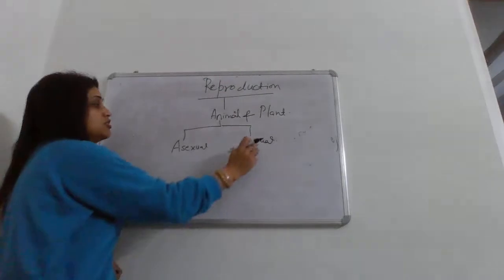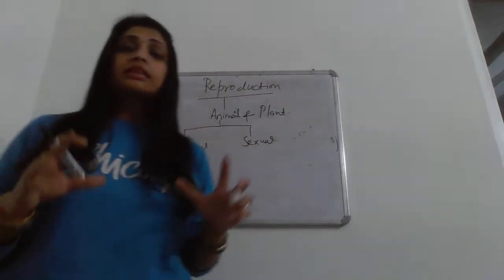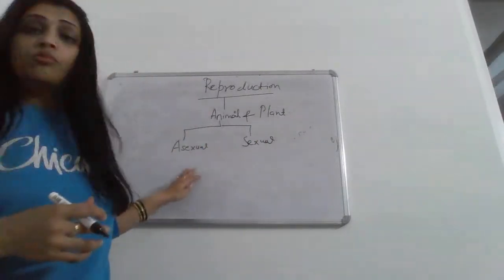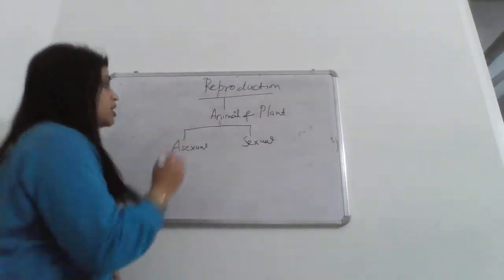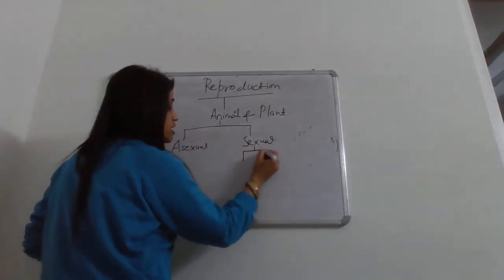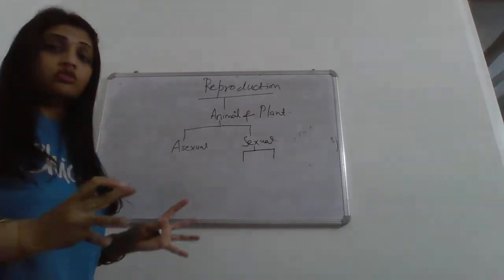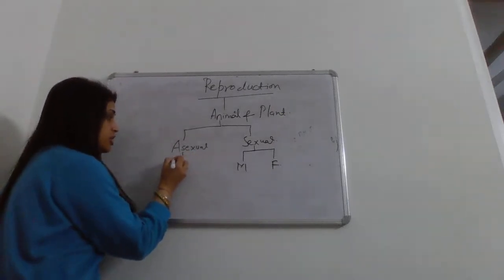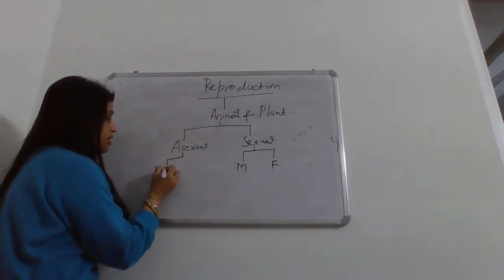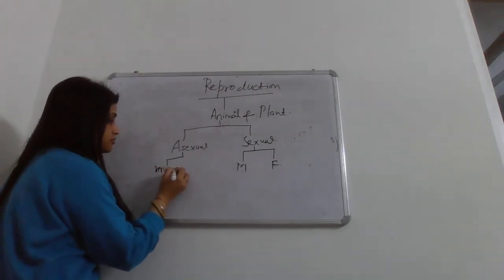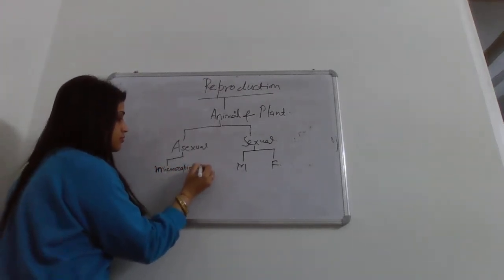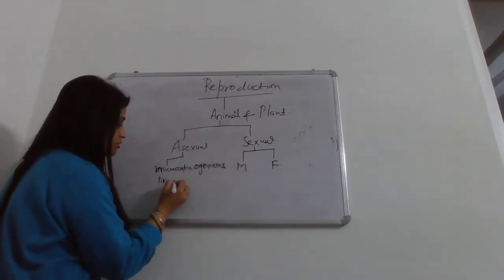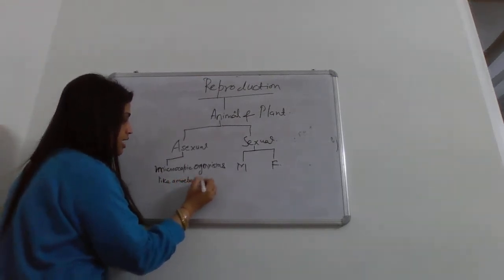In asexual reproduction and sexual reproduction, the major role in animal reproduction comes from their reproductive parts. In reproductive parts, you have a very clear distribution of male reproductive parts and female reproductive parts. But in asexual reproduction, you have microscopic organisms, like amoeba and hydra.